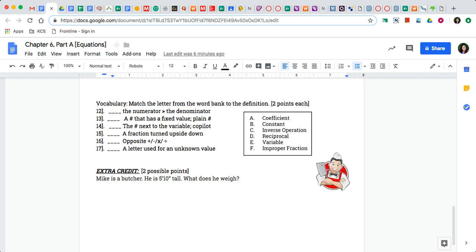Number 16, opposites. What do you call the opposites? Number 17, a letter used for an unknown value. And your choices are A, coefficient, B, constant, C, inverse, D, reciprocal, E, variable, or F, improper fraction.